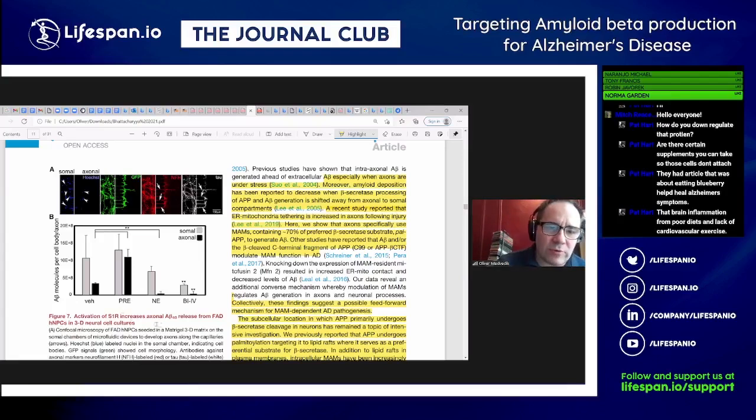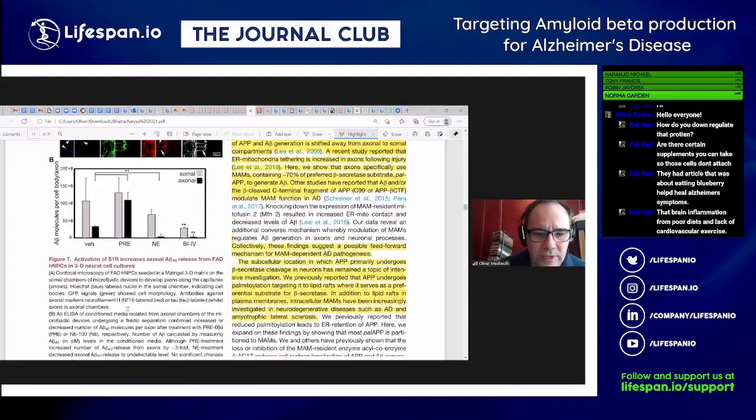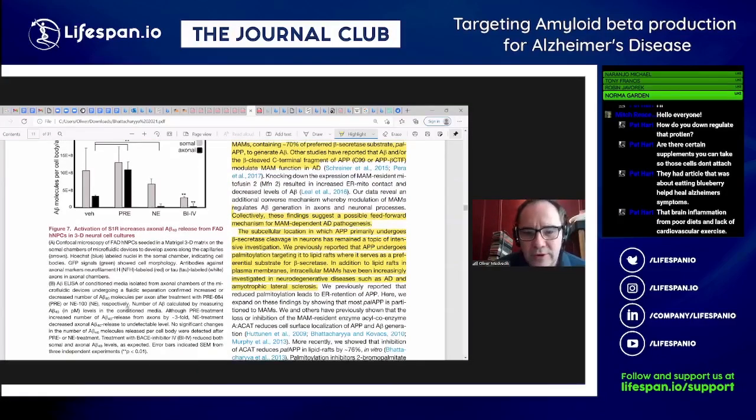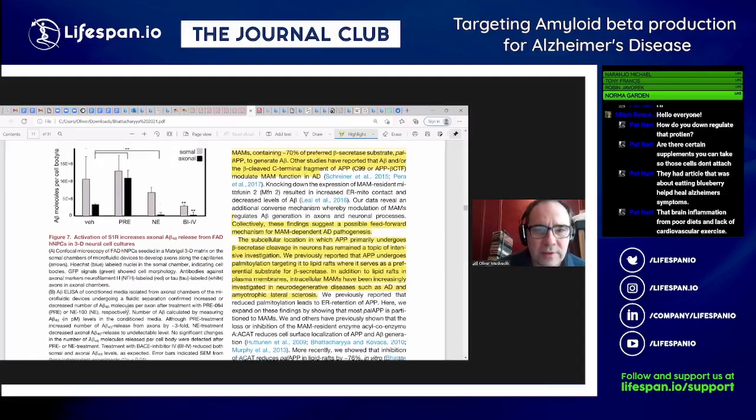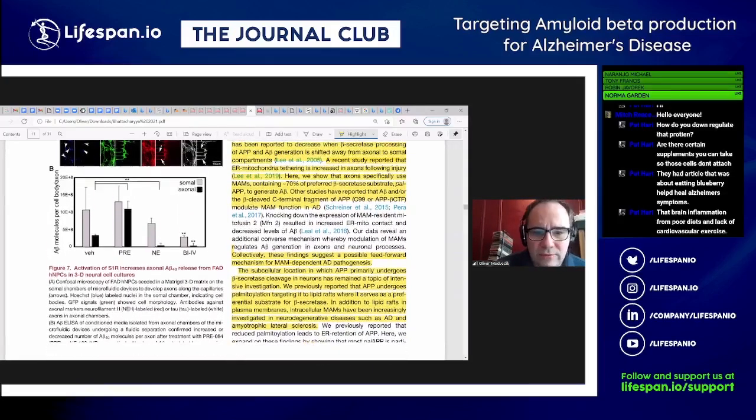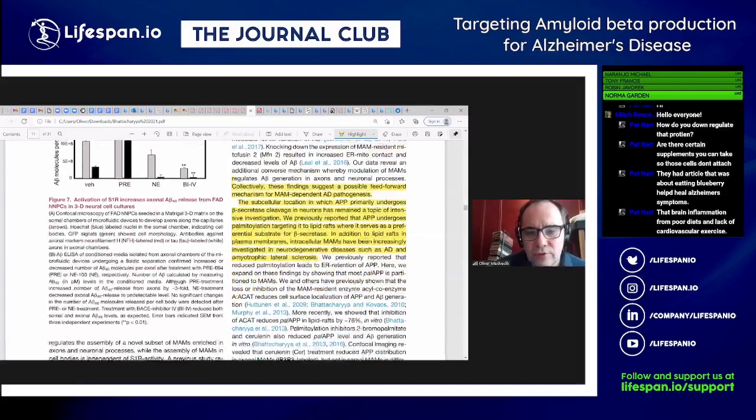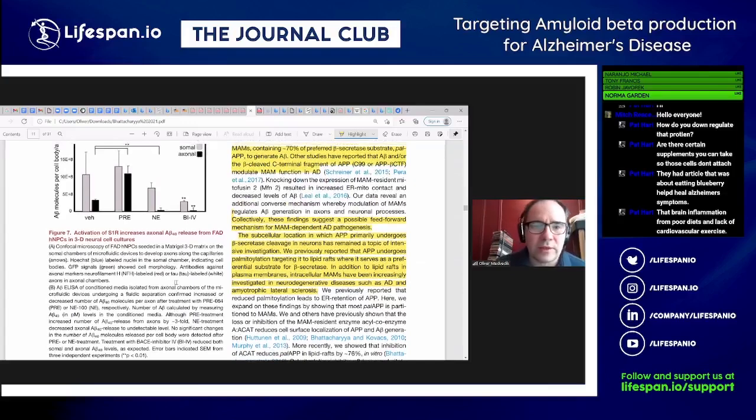And they used in this paper several drugs. One is an agonist of S1R, I forgot the name of it, it's abbreviated here PRE, and the other one NE. So what is it? PRE084, which is an agonist of S1R, and NE100, which is an antagonist. And I believe they have a BACE inhibitor, the beta secretase inhibitor, which should also lead to a decrease in amyloid beta. So that's kind of their positive control.